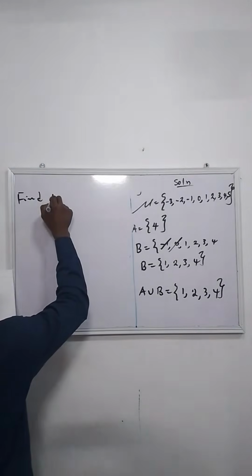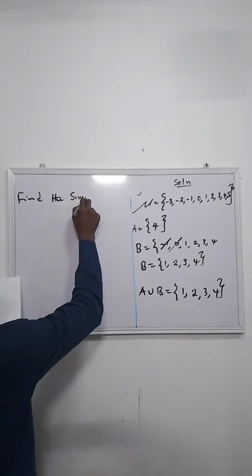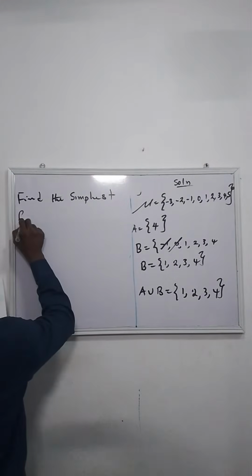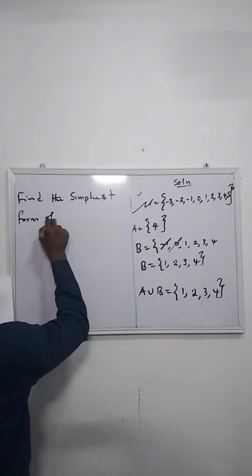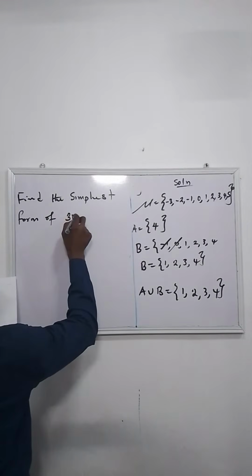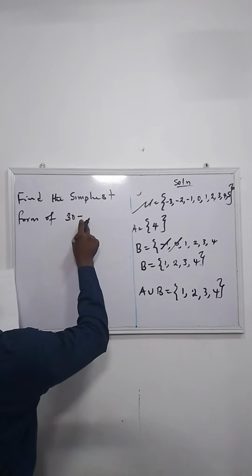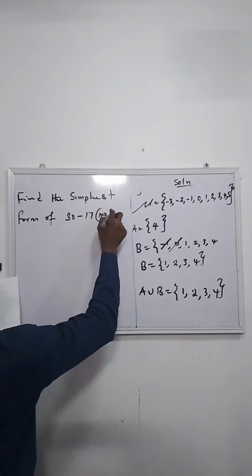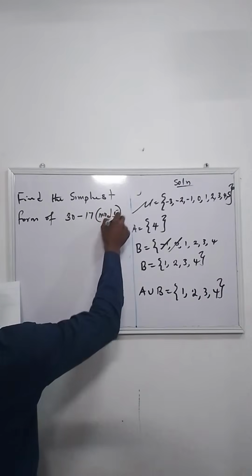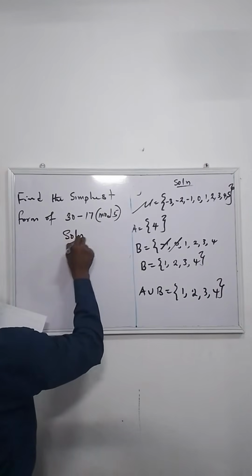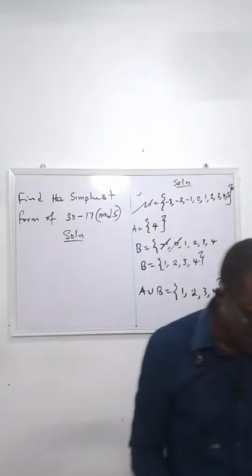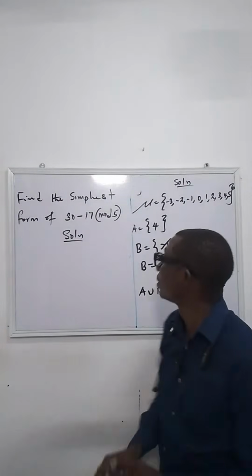Find the simplest form of 30 minus 17 mod 5. Now I want you to try this and drop your answer in the comment section. Let me give you 30 seconds to quickly attend to that.